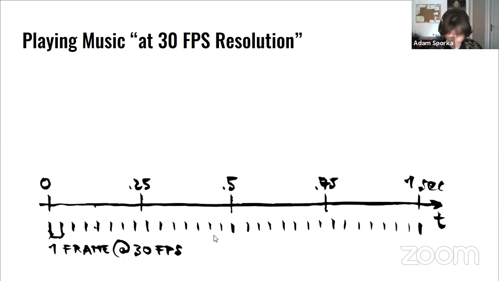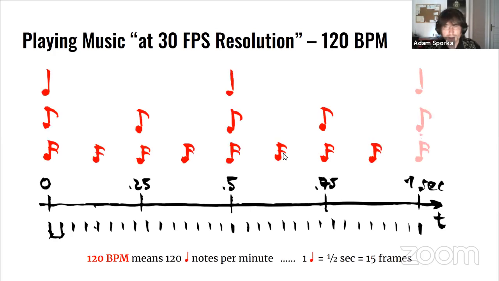So we have, these are the frames. This is 1 second, right? So if we want to do 120 BPM, there are 2 quarter notes to 1 second, right? So 1 2 1 2, right. So there are obviously 4 quarter notes and 8 16th notes.